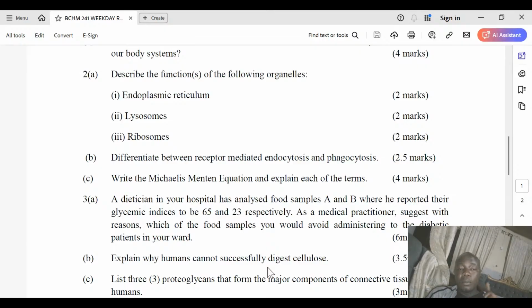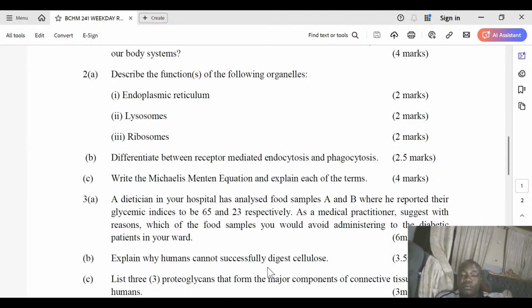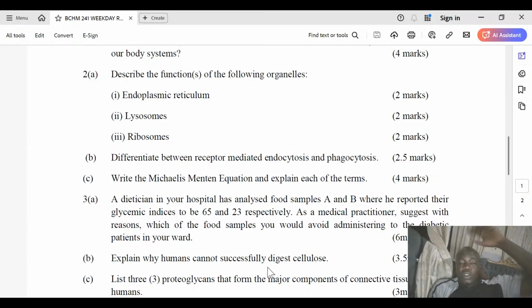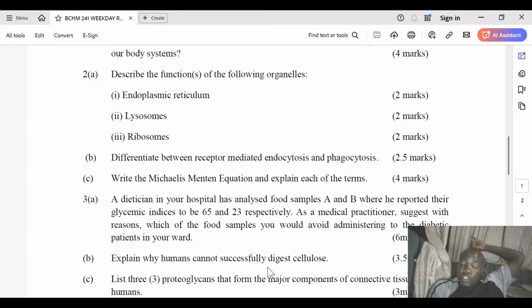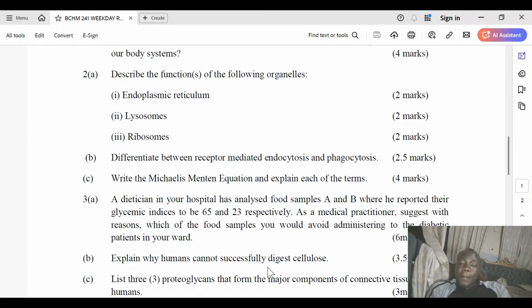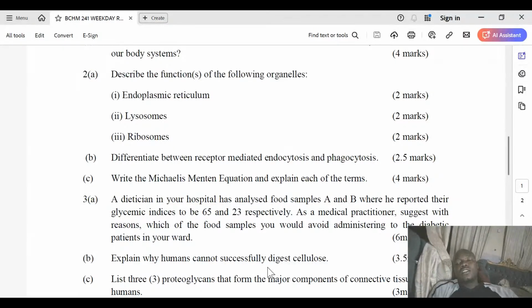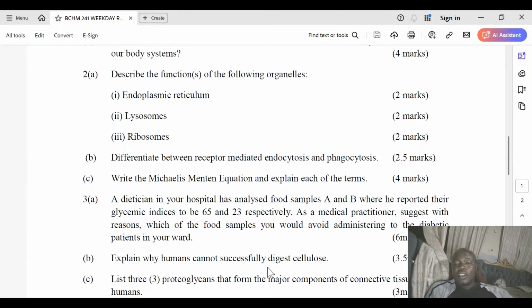We found them in plants. But now the question is, why is it that we as humans cannot digest cellulose in our body? Who can tell me what is the reason? Why is it that we cannot digest cellulose as humans? I'm waiting for your answer. It is because it can't be dissolved in water.